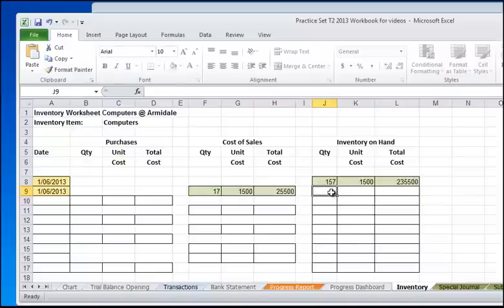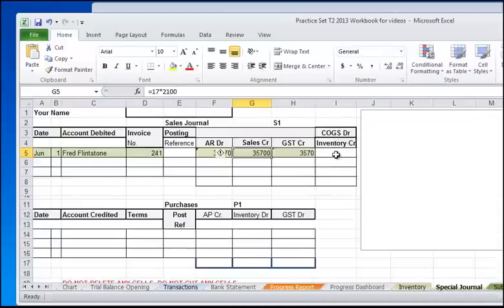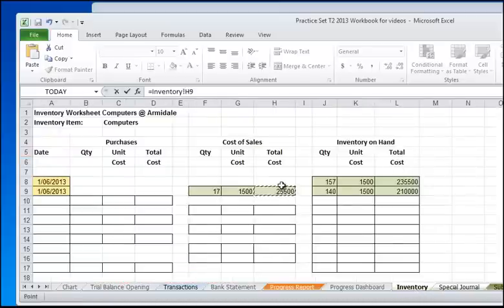So let's update our inventory record. We had 157 units. We sold 17. That gives us 140. The total value of our inventory was $235,500. And we sold 25,500. That gives us 210,000. Now our average cost won't change, but we divide the 210,000 by 140, and that's our average cost. So the inventory worksheet is now done, and we can also work out our cost of goods sold. Our cost of goods sold, and therefore our reduction in inventory, is 25,500.